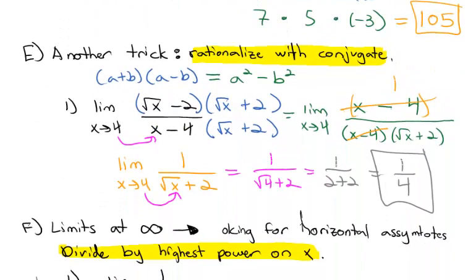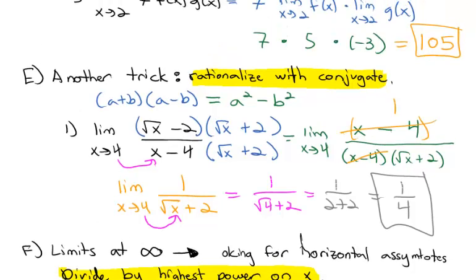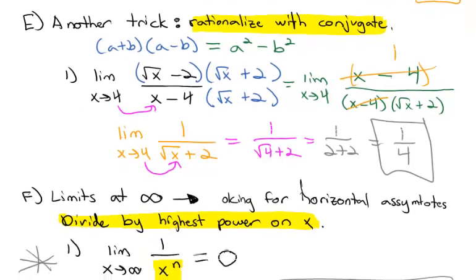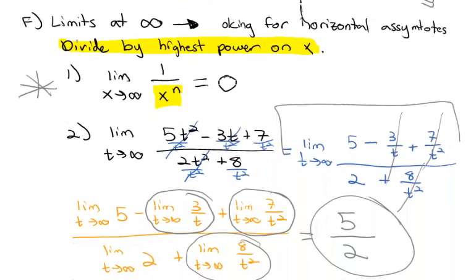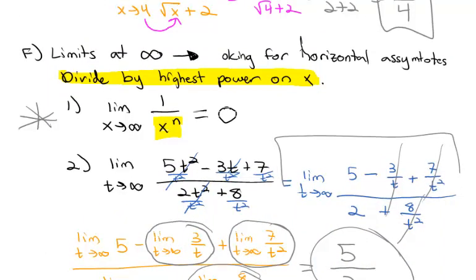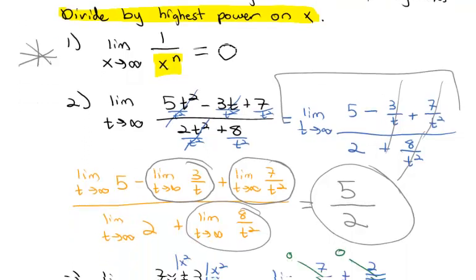Our next strategy was maybe we can rationalize with a conjugate. If there's a square root, think about rationalizing. Maybe that'll make things easier. And then our last thing we did was we looked at limits at infinity, divided by the highest power of x, and then we looked at what that did to our expression.